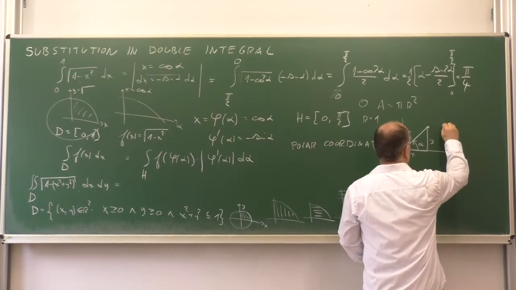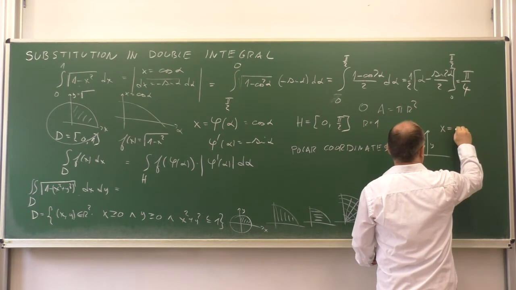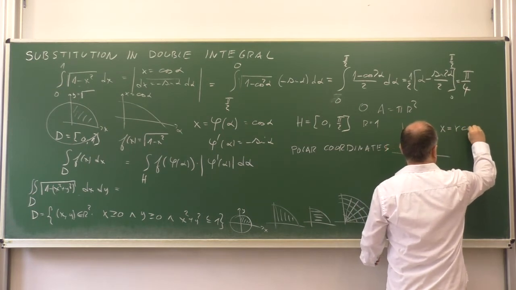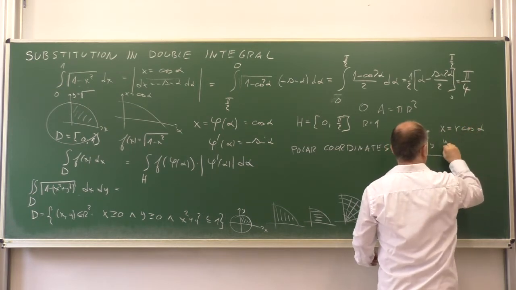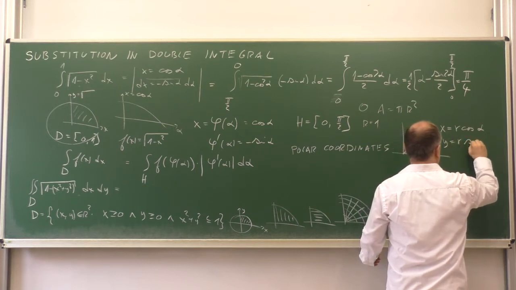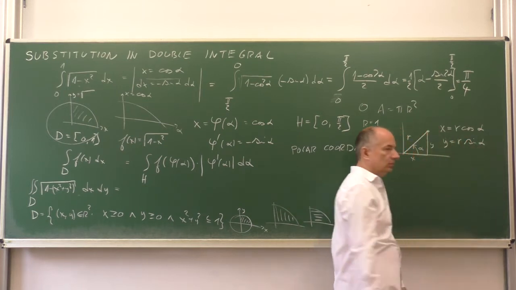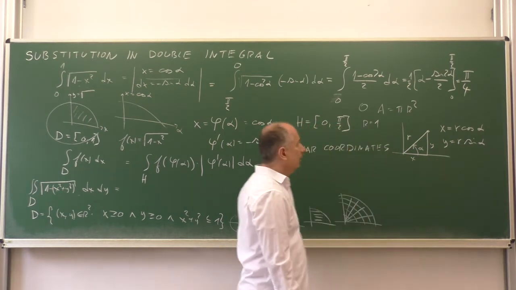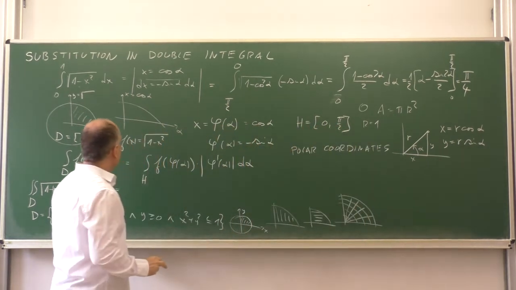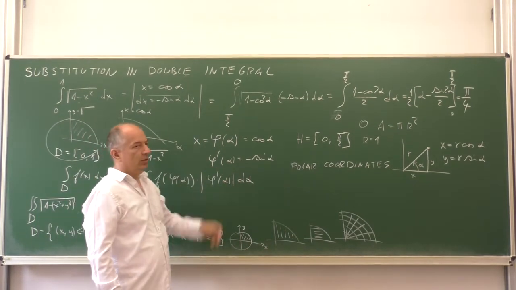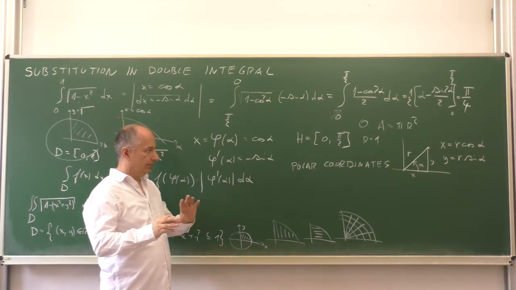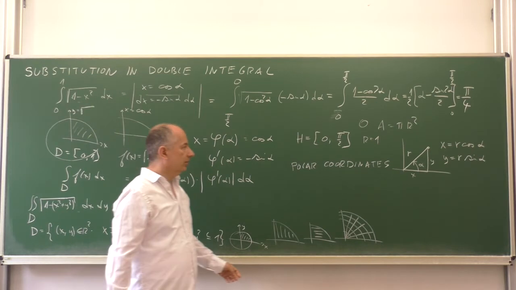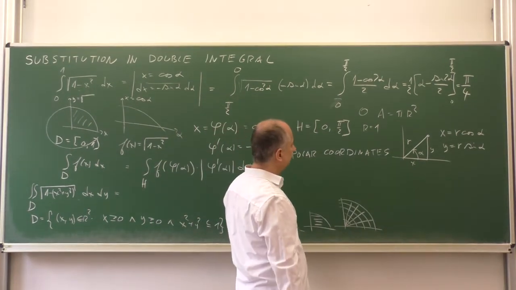And then we have a simple relation: x is r cosine of alpha and y is r sine of alpha. We usually denote this angle phi, but I will use phi as the substitution function, so as not to mix these two meanings.